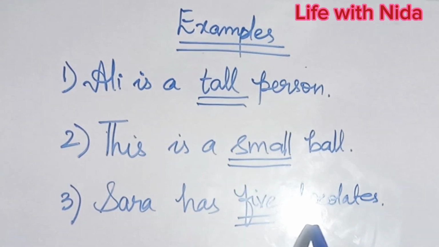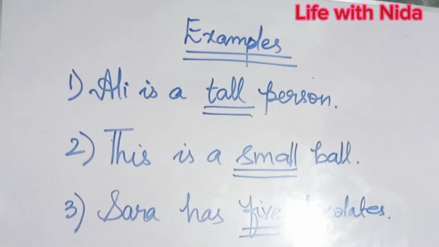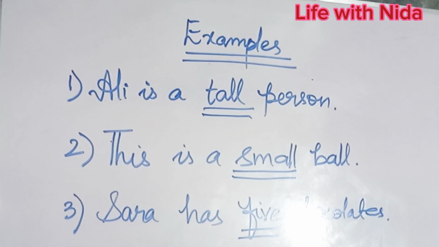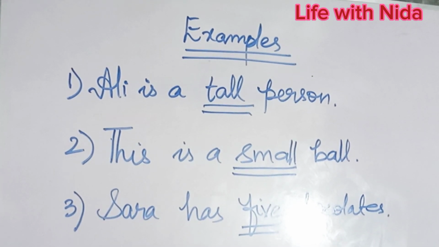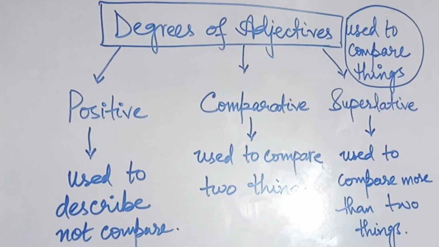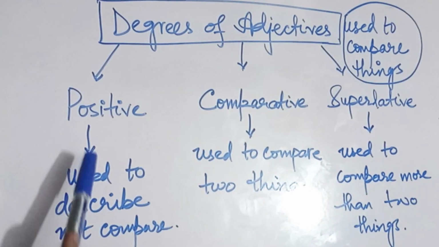Number 3, Sarah has 5 chocolates. Here 5 is an adjective which is showing the quantity of chocolates that Sarah has. Now I hope you are clear with the concept of adjectives. Now let's discuss how many degrees of comparison adjective has.